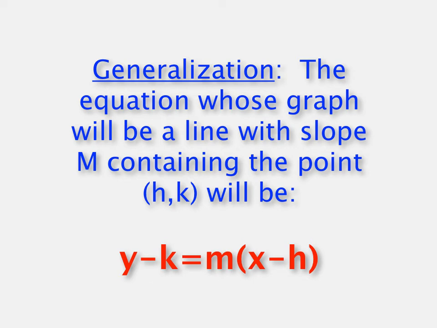And you're welcome to check this formula against the 4 examples that we did before, and it absolutely applies to all of them. One note, h or k could be negative numbers, so you might actually end up with something like y plus something or x plus something as well, depending on what the point is.